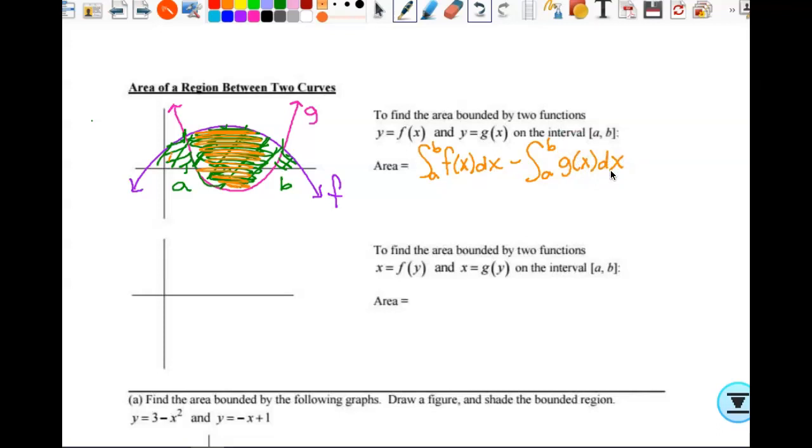Make sense? So we've been adding and subtracting them when we're looking at rate in and rate out. We're doing it visually now. And then we're going to go back and put it all together. But this is the same thing as the integral from A to B of f of x minus g of x dx.